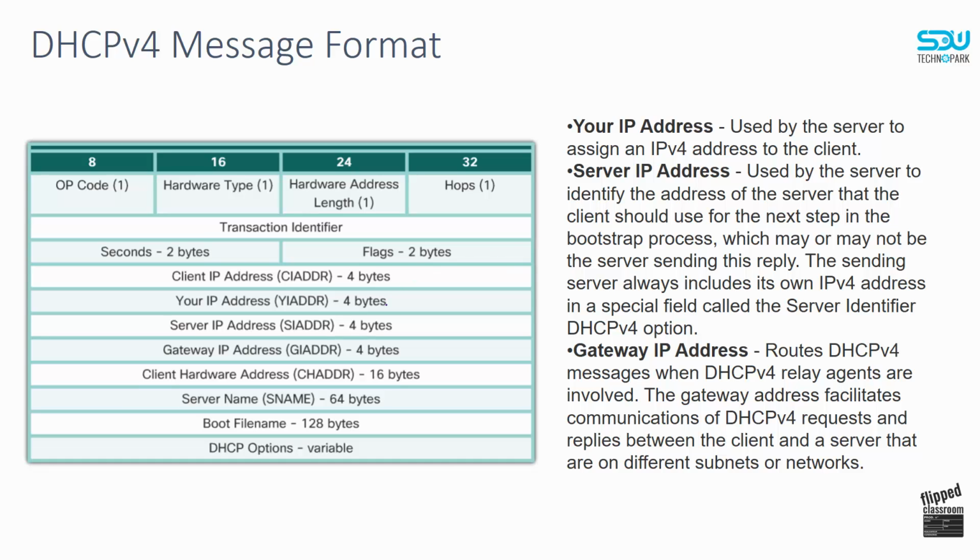Your IP address is used by the server to assign an IP address to the client. So it is given in the reply. So when a reply comes from the server to the client, it is saying that, look, you can get this IP address. Server IP address is used by the server to identify the IP address of the server, and the gateway IP address defines the default gateway information. So here it is. So information about the server's IP address, information about the gateway address.